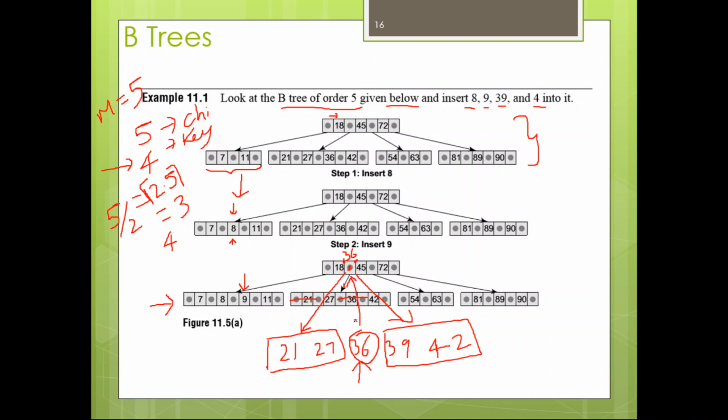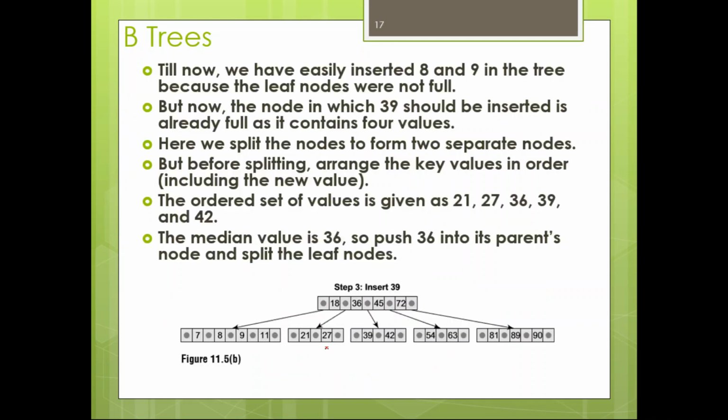If there are even number of values, then there will be two medians. Then you can push either the left median to the top or the right median to the top. If you push the left median, that is called left biased. If you push the right median, that is called right biased. In case of odd number of values, there will be only one median. Just push that median to the parent. Okay, fine. So you can see the resultant tree.